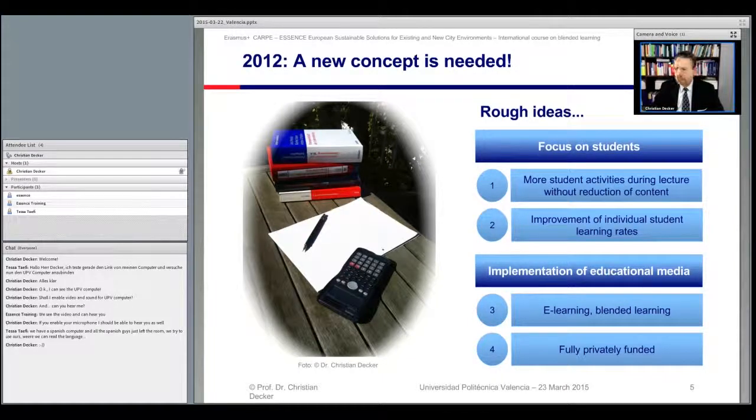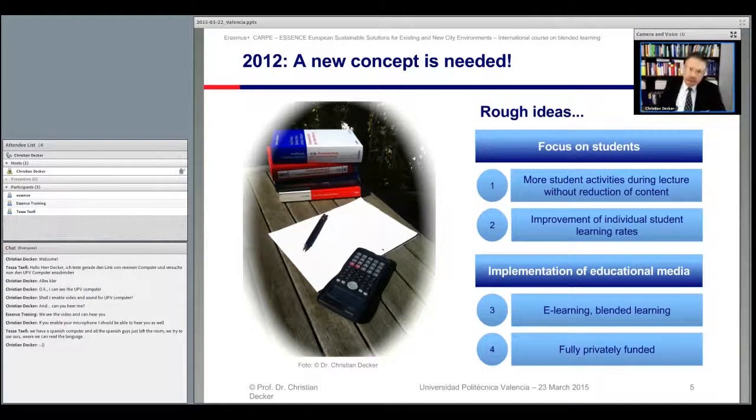I also had my own ideas. I wanted to create the blended learning and the e-learning materials in a special way. So I said to myself, you want to realize it on your own. So everything that you see on the following slides was fully privately funded.